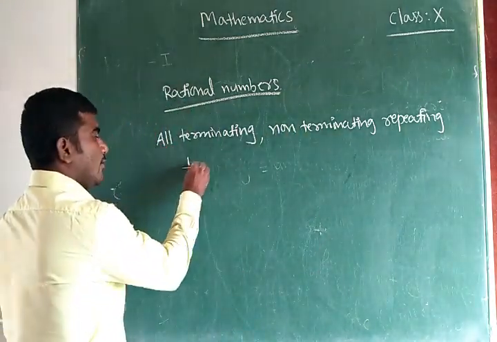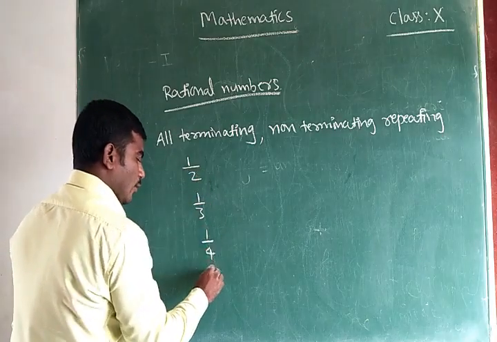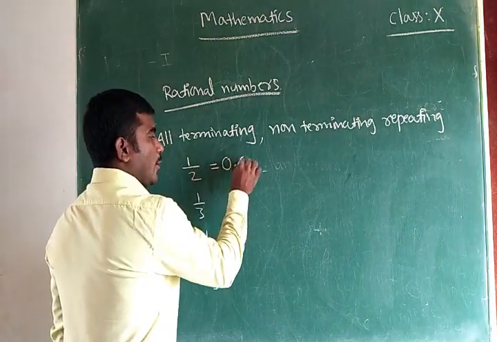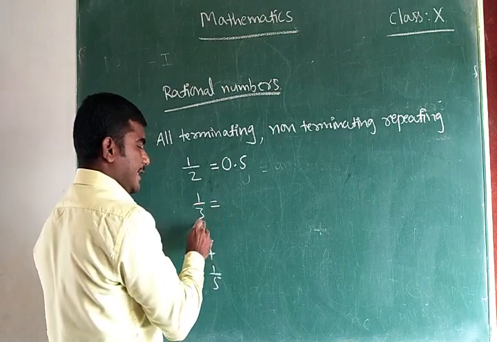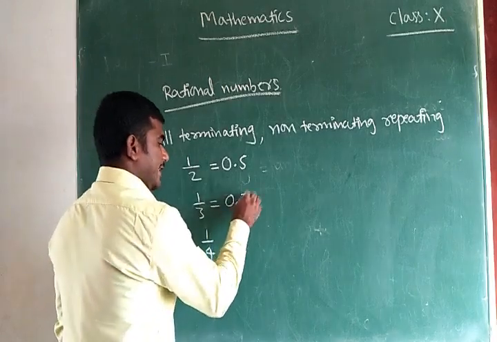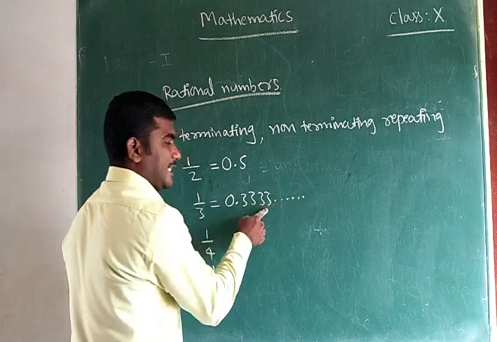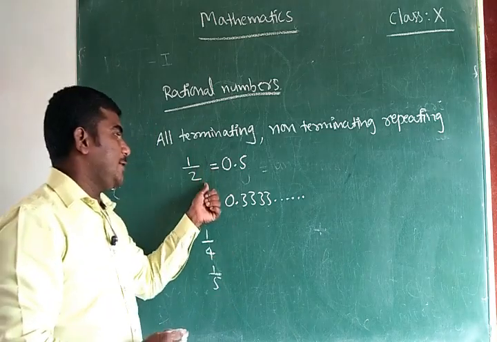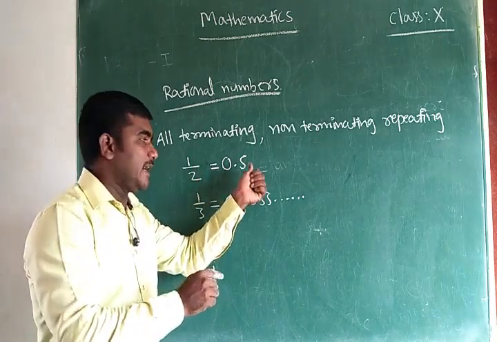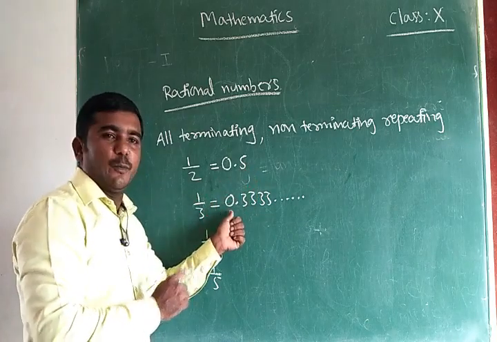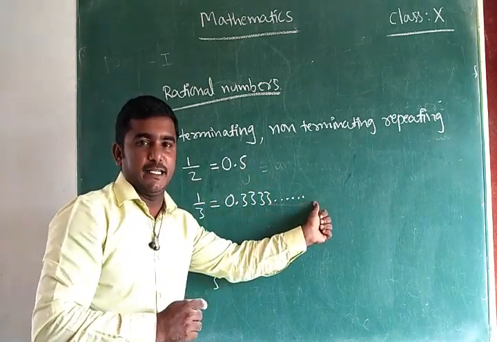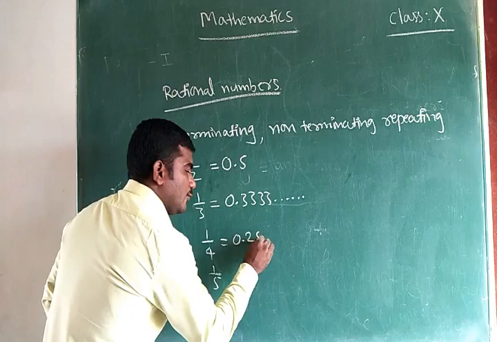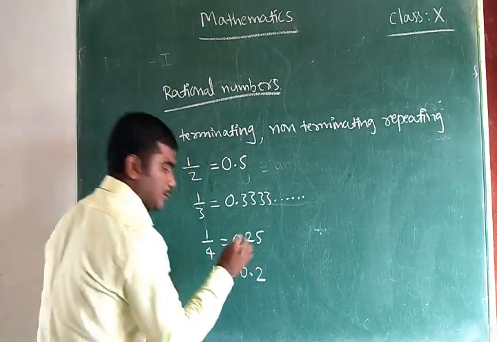For example, if you take 1 by 2, 1 by 3, 1 by 4, 1 by 5. I am taking some examples. What is the value of 1 by 2? 1 by 2 is 0.5. What is the value of 1 by 3? 0.3333 and so on. See, it is non-terminating. What is the meaning of terminating? Terminate means to stop. So 1 by 2, what is the answer? 0.5 terminates, it stopped already. 1 by 3 means 0.3333, it is non-terminating. It is continuous, non-terminating. 1 by 4, what is the answer? 0.25. 1 by 5, 0.2.